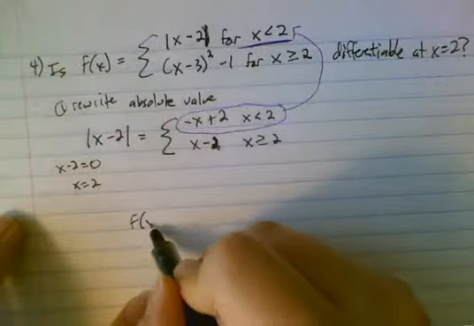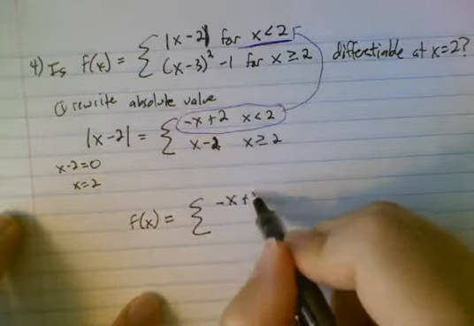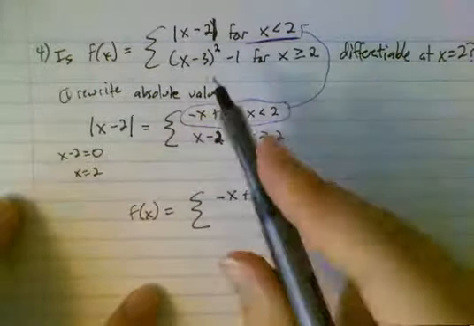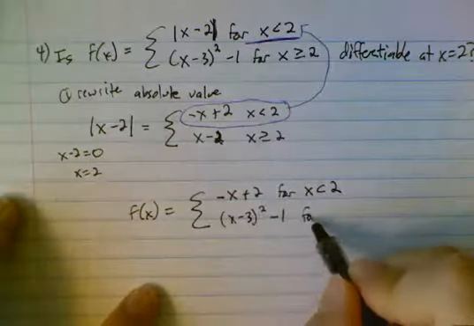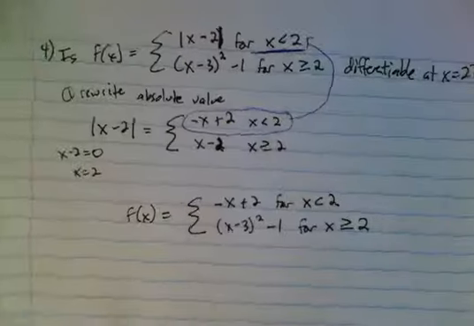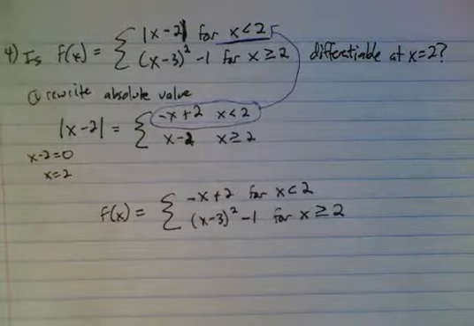So this means f of x actually equals negative x plus 2 for x is less than 2. And then the other piece here, x minus 3 squared minus 1 for x is greater than or equal to 2. The rest of this can just be done like normal. Go ahead, pause the video, do that one on your own just to make sure that you're really solid with it. I'll have the answer as soon as you start the video up again.